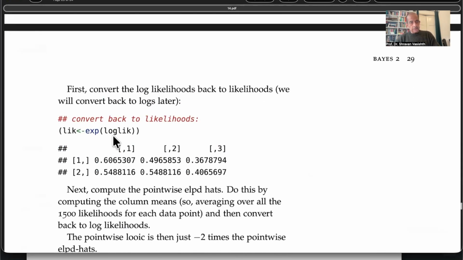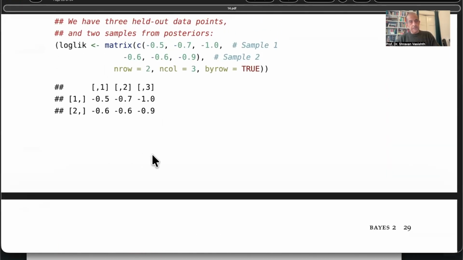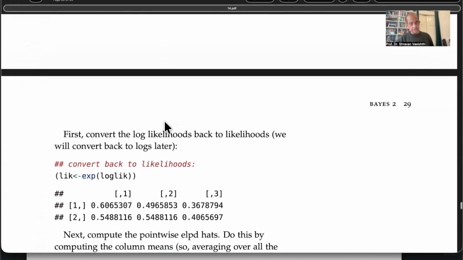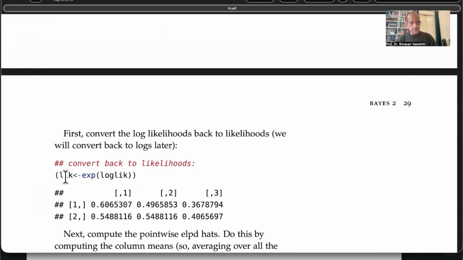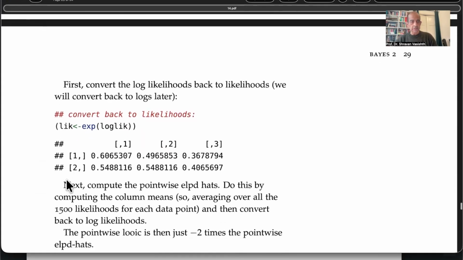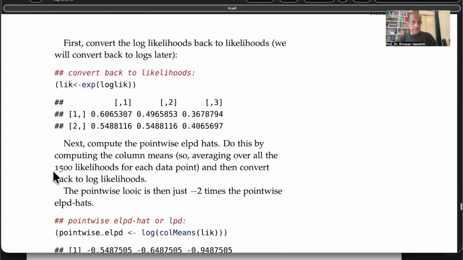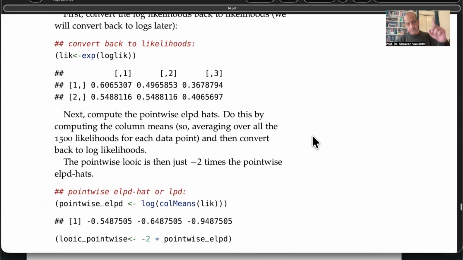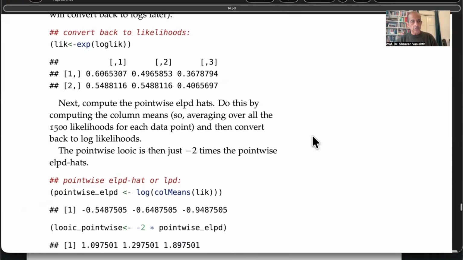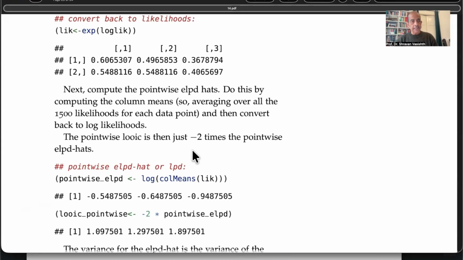Right, I take this matrix and exponentiate every element in it. We get back to the likelihood instead of the log likelihood, and these are the numbers that you get. Then you compute the pointwise ELPD hats, the equation I showed you from the beginning of the lecture, by computing the column means. That's what marginalizing over the samples means.